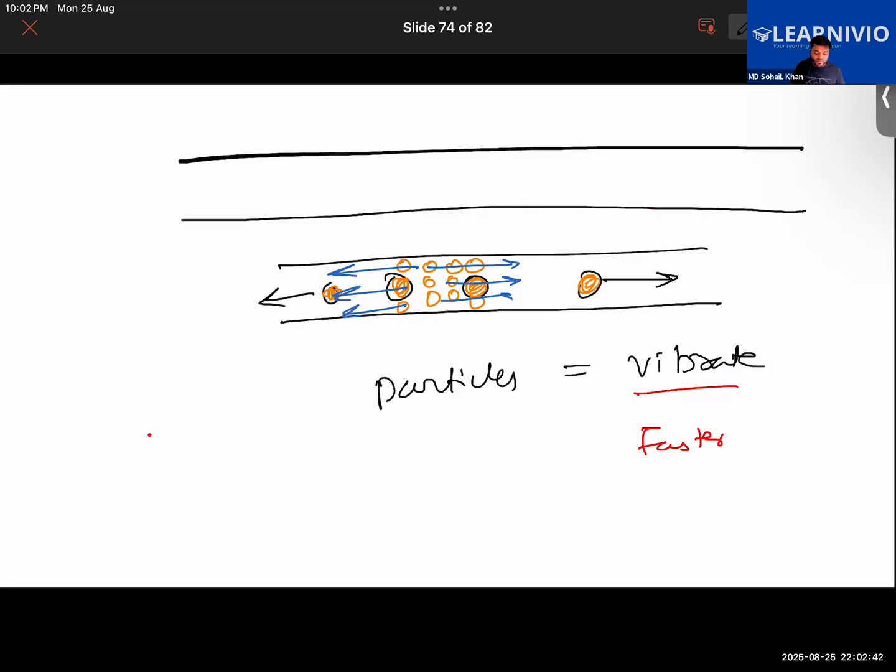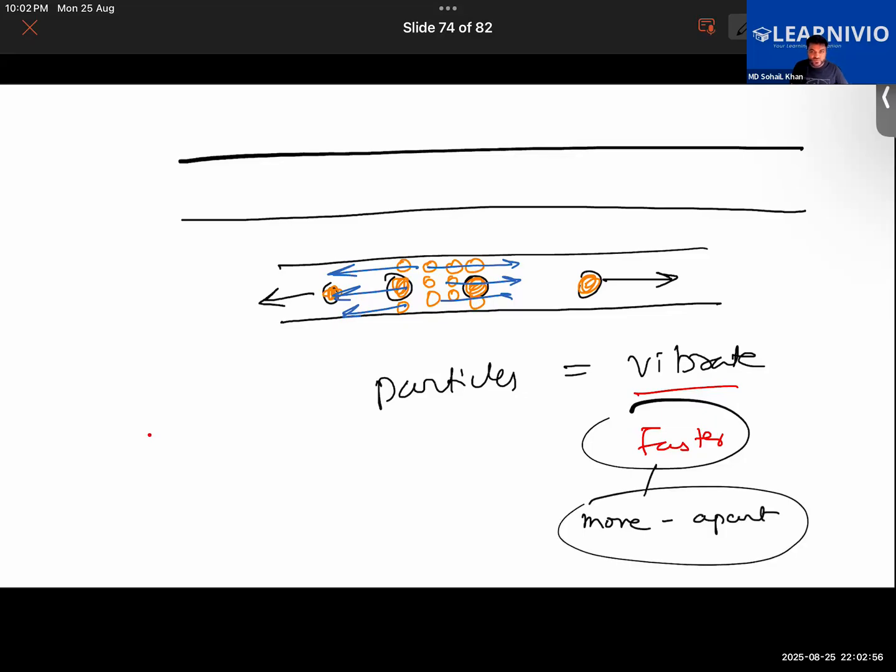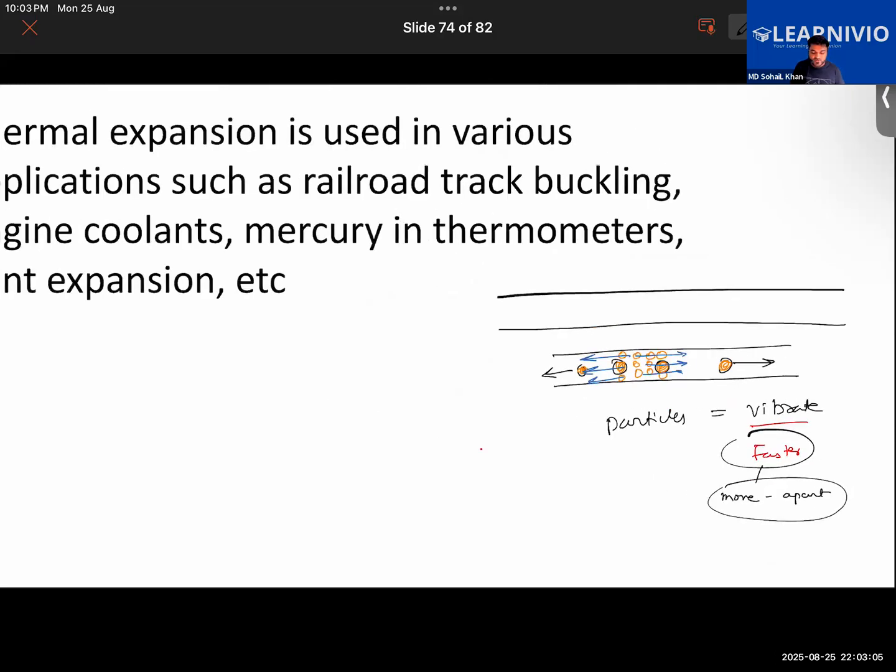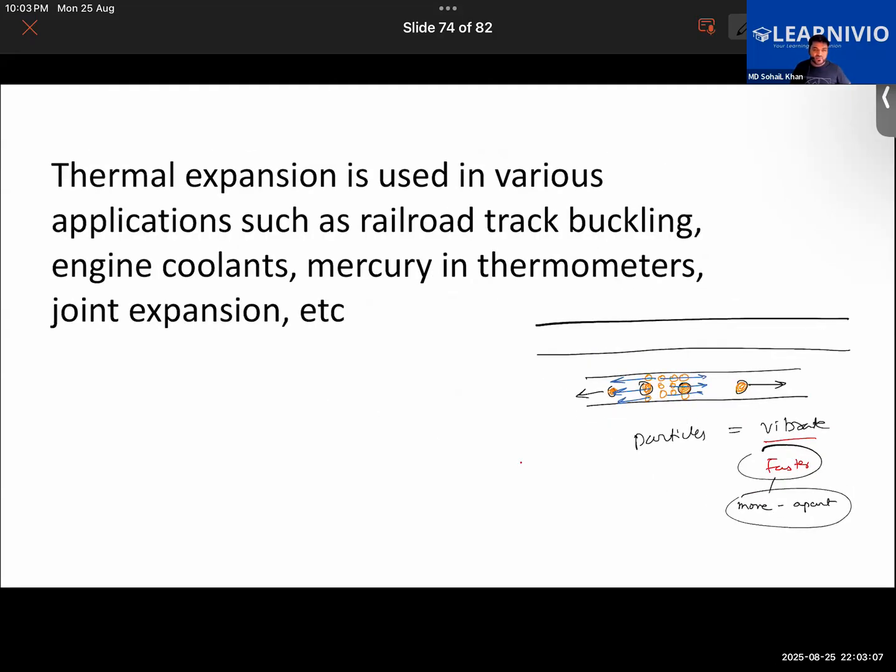Let me repeat again. The concept is that when a substance is heated, its particles start to vibrate faster and faster and they start to move apart. And vice versa for cooling. It's the opposite of cooling. When you cool it, they will constrict. That's why pipes eventually break in winter, and that's why PVC pipes were introduced.